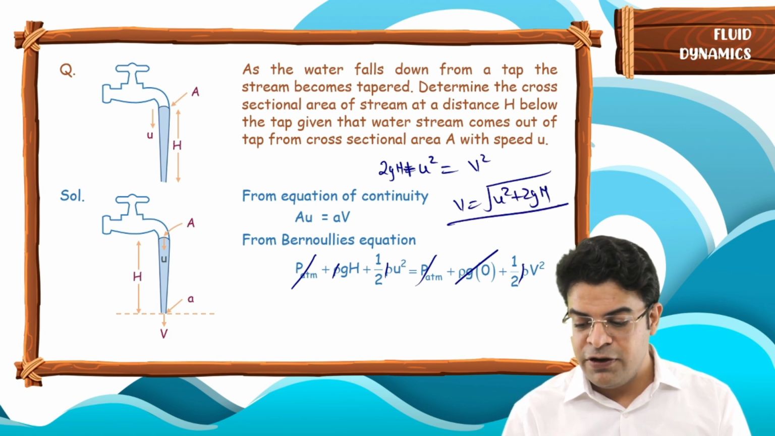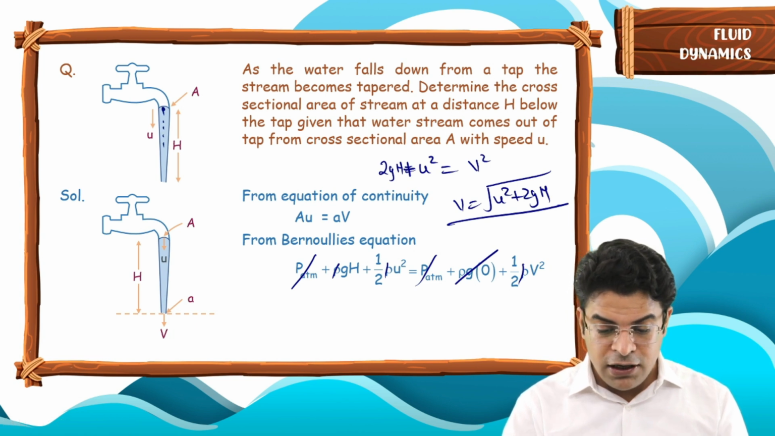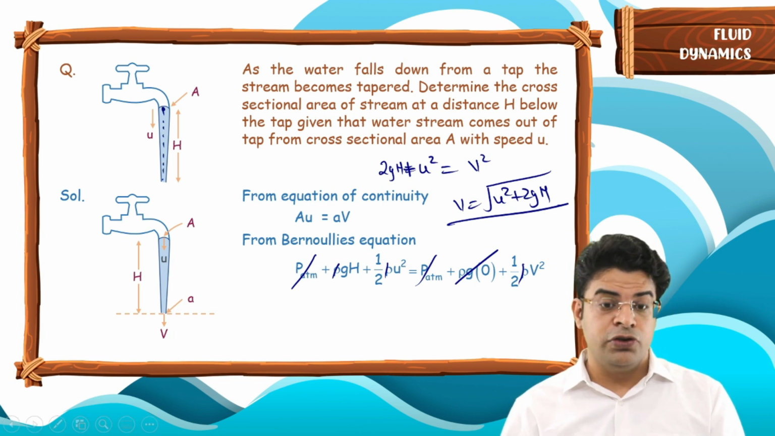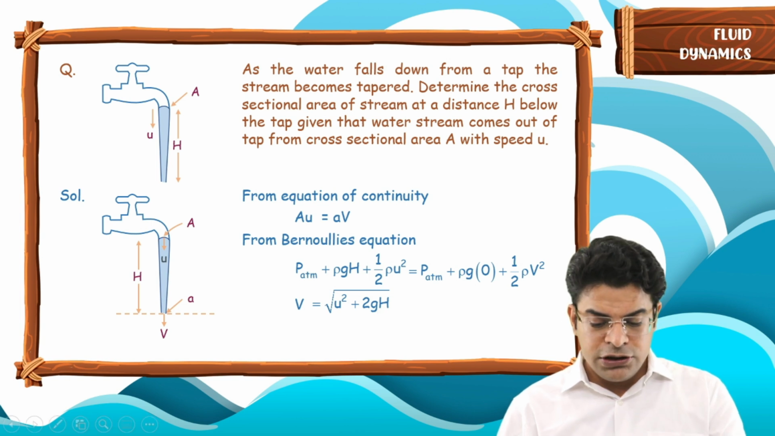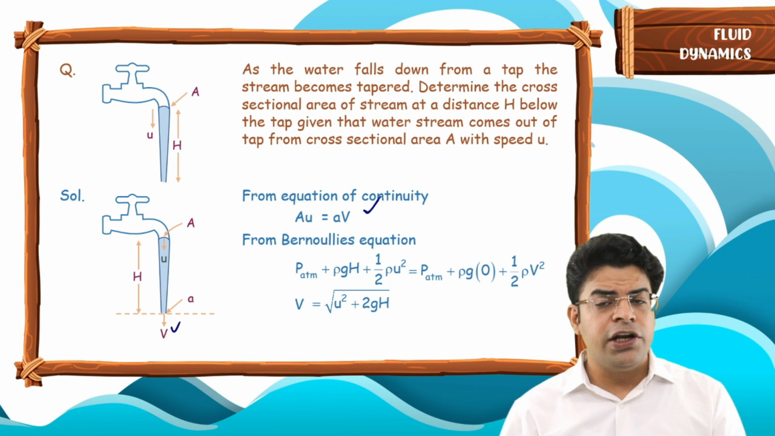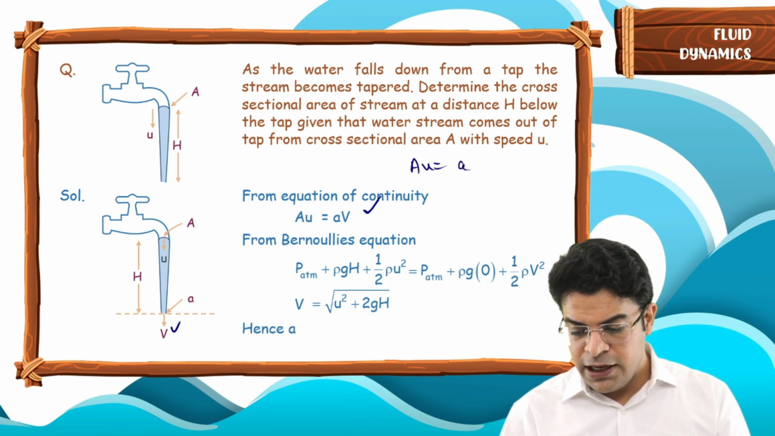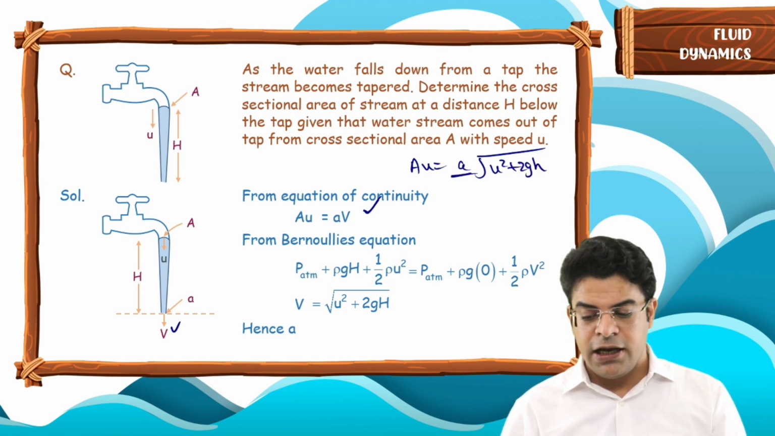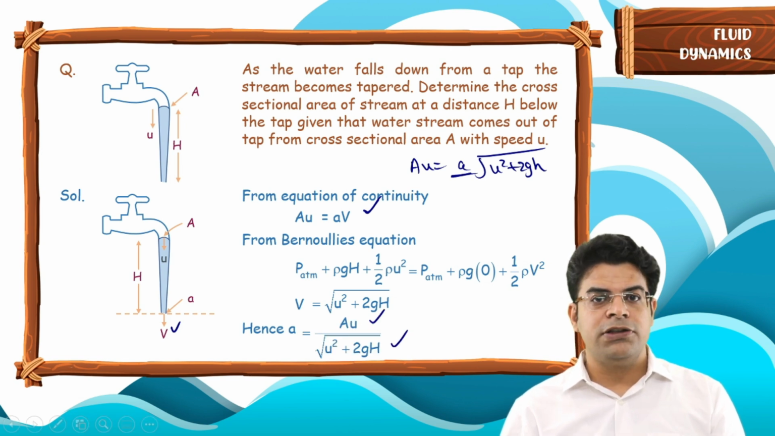Now here I feel like saying I told you so. This is just like free fall of water and you can directly use the third equation of motion. So on solving we get v equals to under root of u square plus 2gh. Once you know the velocity here, you can find the cross-sectional area from the equation of continuity. So you will say A into u equals to a into under root of u square plus 2gh. So this area A comes out to be Au upon under root of u square plus 2gh.